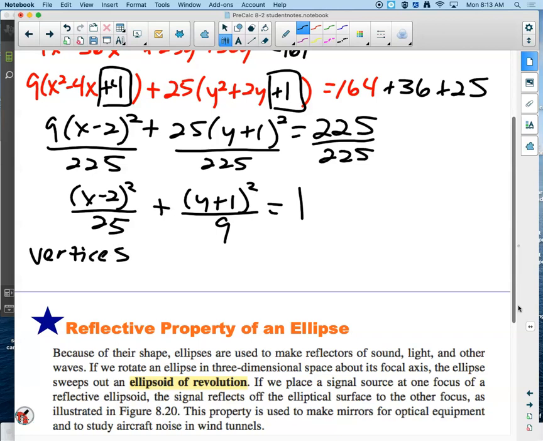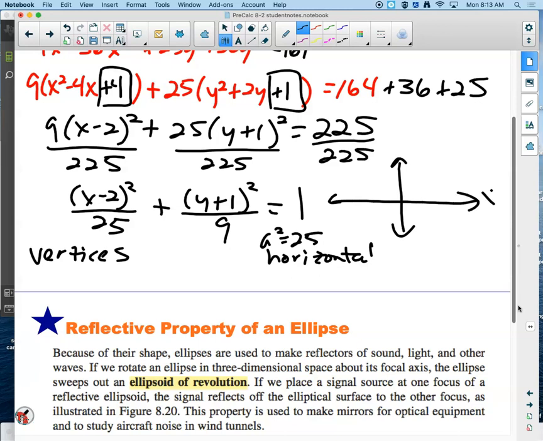So this takes on that, well, which way is it going? I mean, I can't tell them that if I don't know. And I notice, well, 25 is definitely bigger than 9. So this has to be my a squared. So if a squared is 25, that makes this a horizontal ellipse. And I'm going to make a little sketch so I can figure out these nice little points.